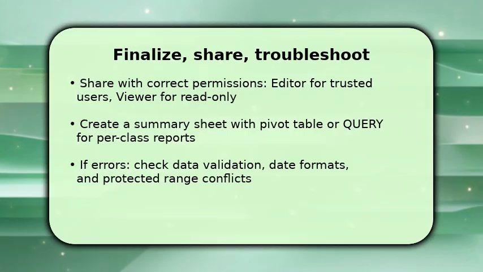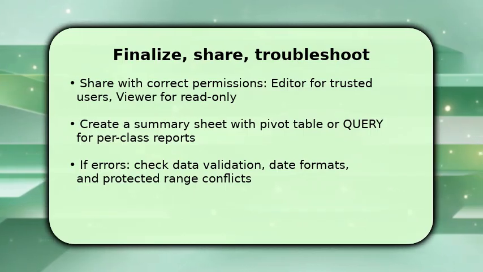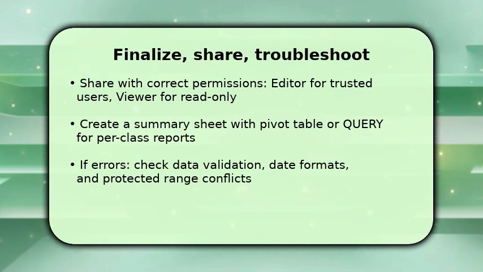If something goes wrong, first check data validation lists and date formatting, then look for protected range conflicts or broken formulas. Correcting these three usually restores accurate totals and display without rebuilding the sheet from scratch.